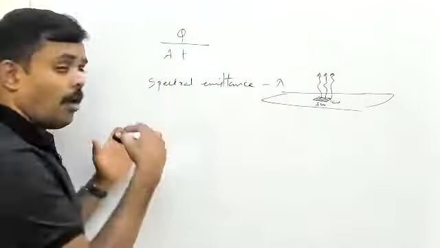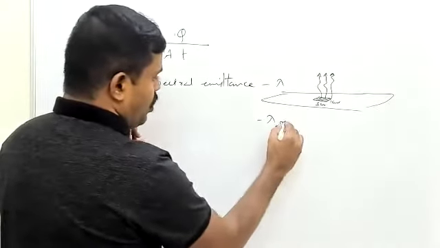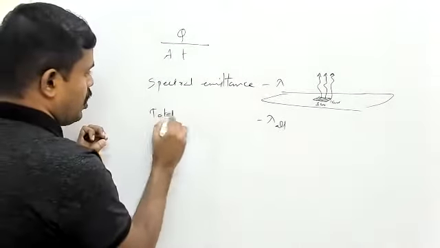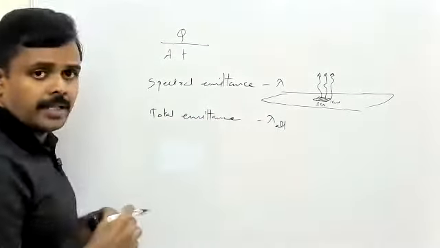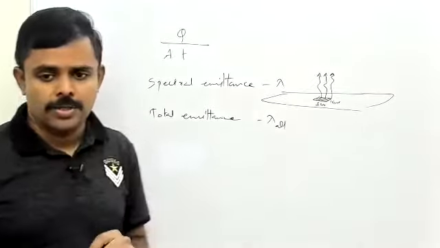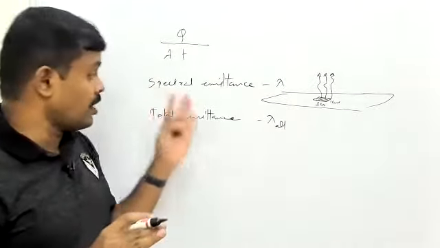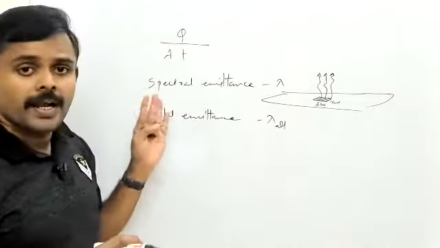And for all wavelengths, lambda all, we have another term that is called total emittance. Spectral emittance and total emittance. This is called monochromatic emittance also. You just have to know the terminology here, that's it. Okay, I'll repeat one more time.